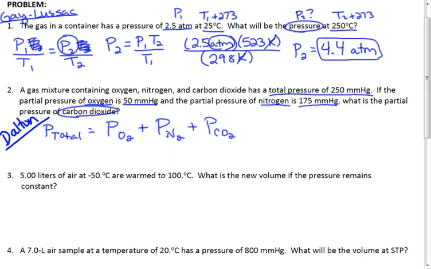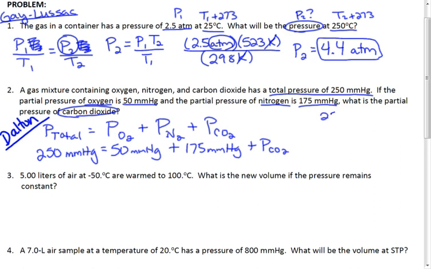So we can fill in our numbers here. Our total pressure was 250 millimeters of mercury. We just want to make sure everything's in a common unit here. Oxygen was 50, nitrogen was 175, and we don't know this last one. So we'll subtract. We have 250 minus 50 minus 175, and we will be left with our pressure of carbon dioxide as 25 millimeters of mercury.